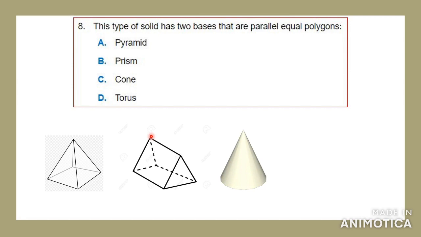This one is a cone. It only has one base, which is a circle. There's no parallel line happening there. And this is called a torus. And as you can see, it cannot be the torus. Okay. All right. So the answer would be the prism.